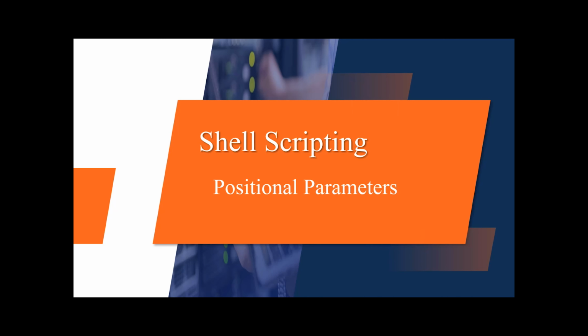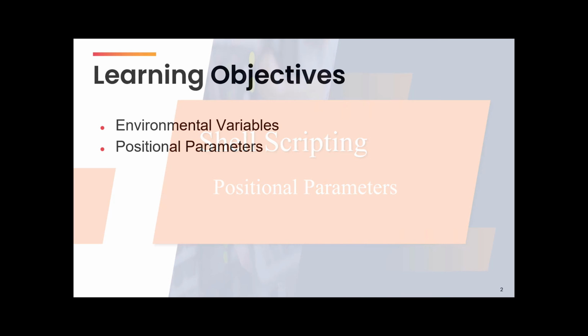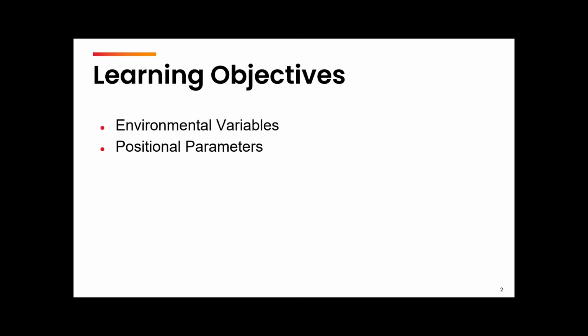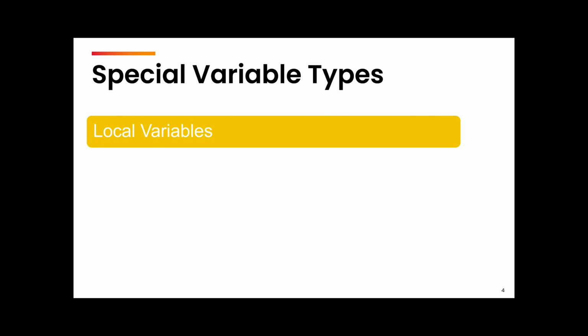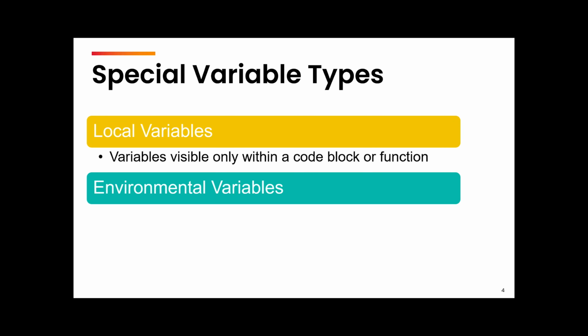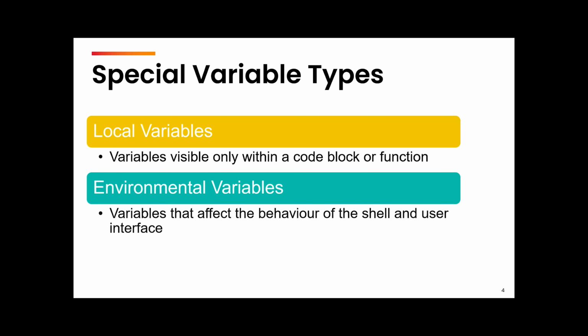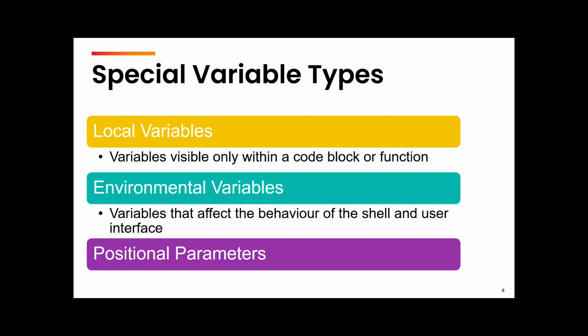Hi, in this video on shell scripting, we are going to cover two things: environmental variables and positional parameters. Now, coming back to variables, there are three kinds of variables. One are local variables, the ones which I have just declared, so they are used within a block or within a function. Then there are environmental variables that affect the behavior of the shell and the user interface. So there are certain predefined variables whose value will change depending upon the environment or the user. We can make use of certain variables within our script.